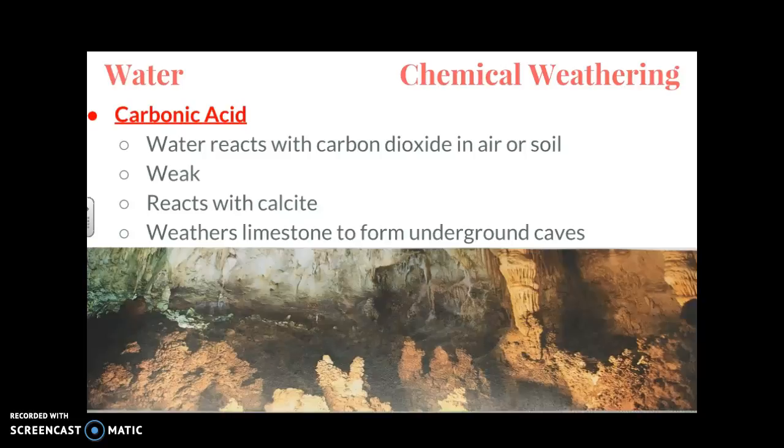Carbonic acid. Water reacts with carbon dioxide in air or soil. Carbonic acid is considered a weak acid. It reacts with calcite, and because of that, it weathers limestone to form underground caves, such as the one you see now.